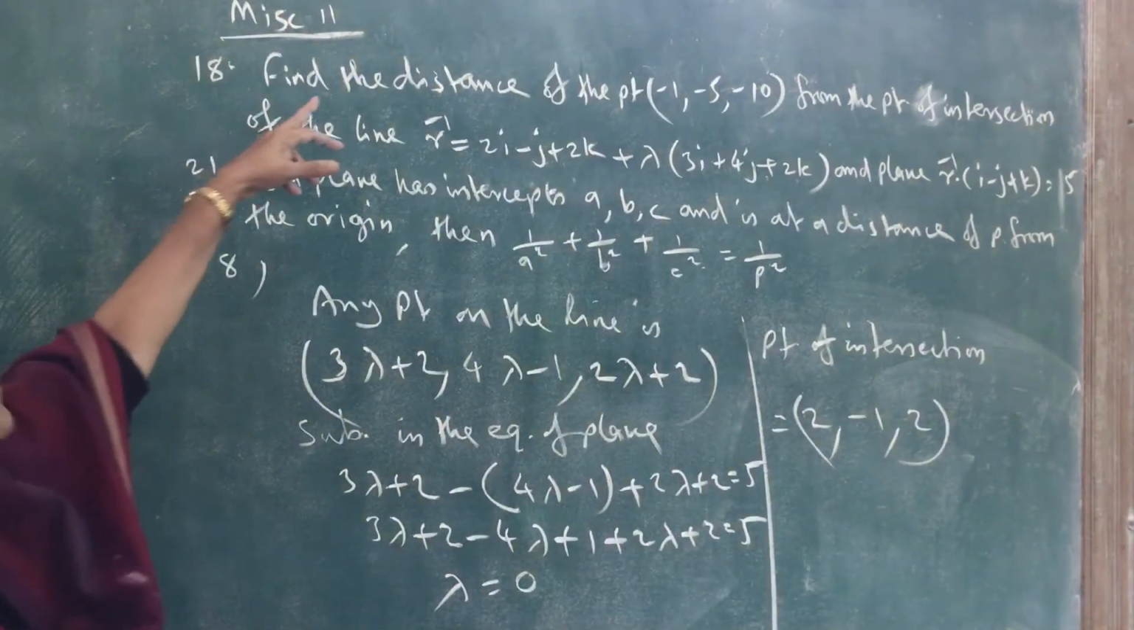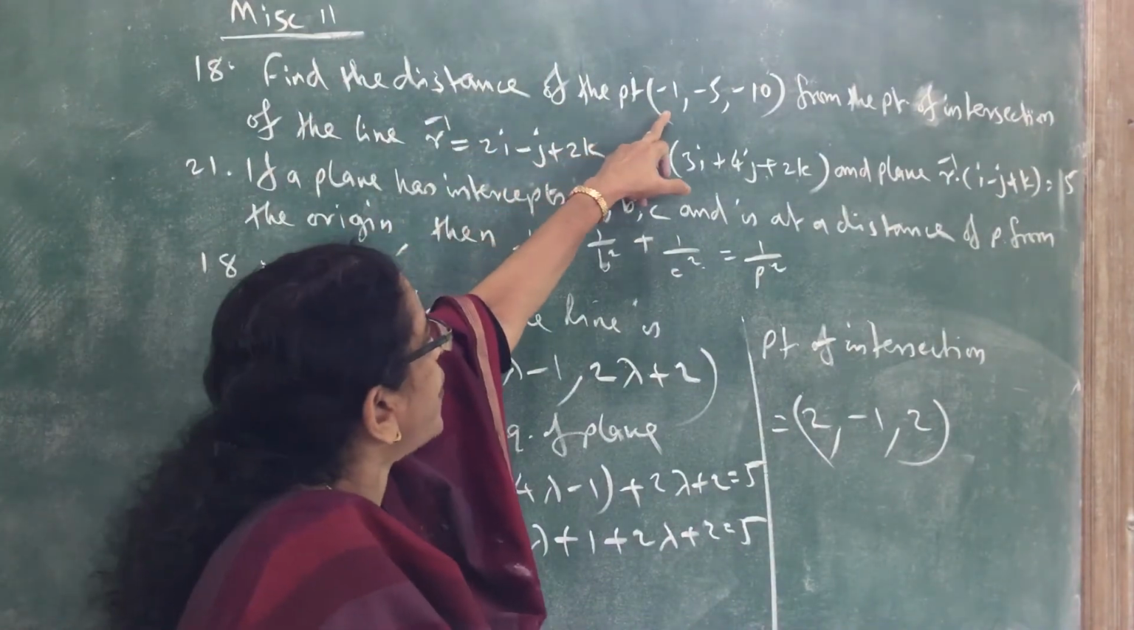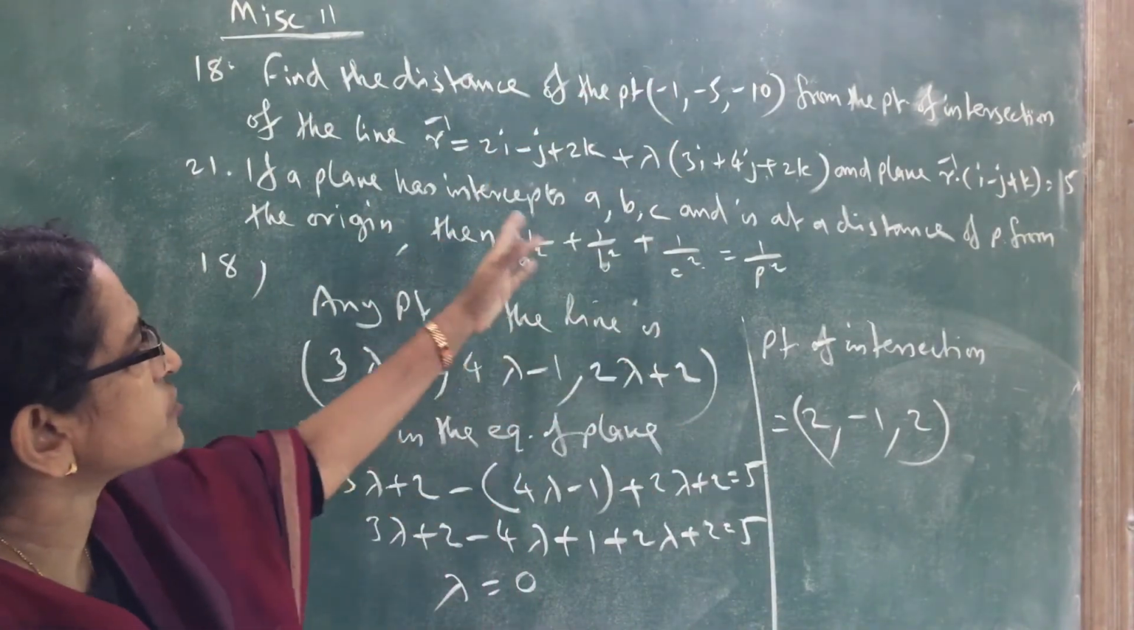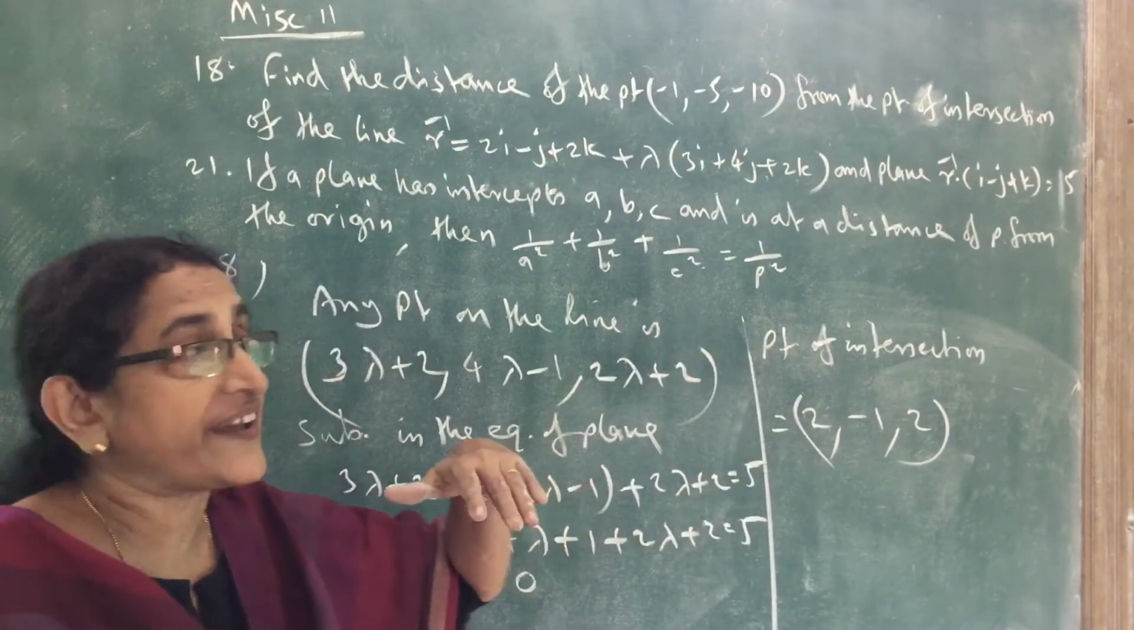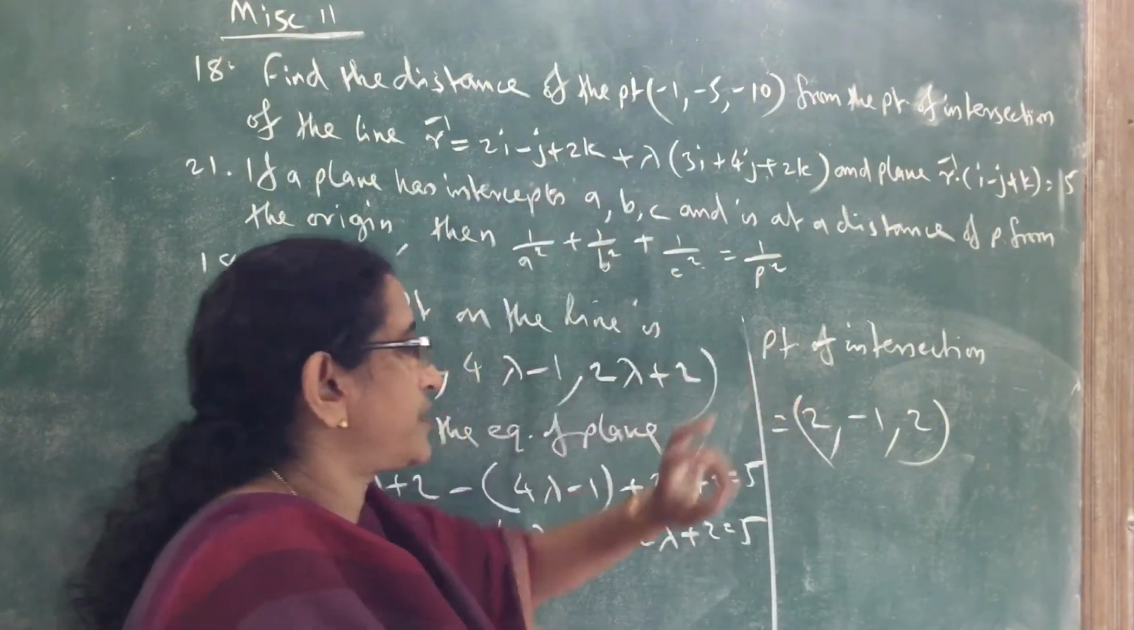Now what is the question? Find the distance of this point from the point of intersection of the line and plane. So this is the point of intersection of the line and plane. Now we want to find the distance from this point to this point. We will find the distance.